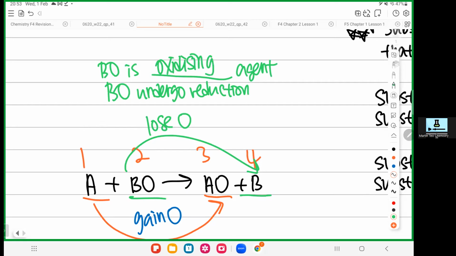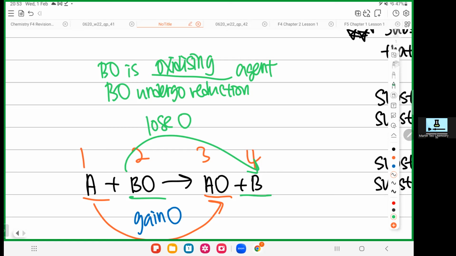I'm talking about two things. First of all, what do we mean by agent? Agent means I can help other people to undergo a specific process. If I am an oxidizing agent, I help other people undergo oxidation. If I am a reducing agent, I help other people undergo the reduction process. That's what the agent does.